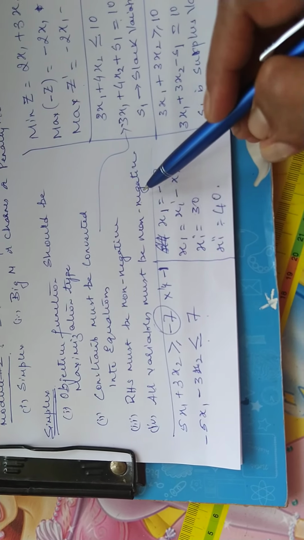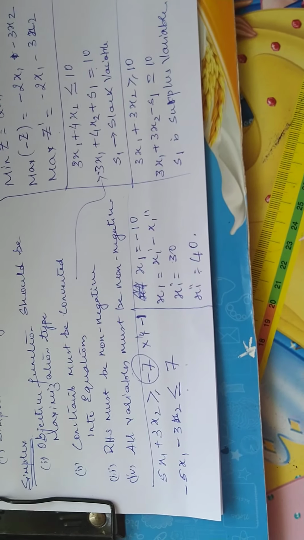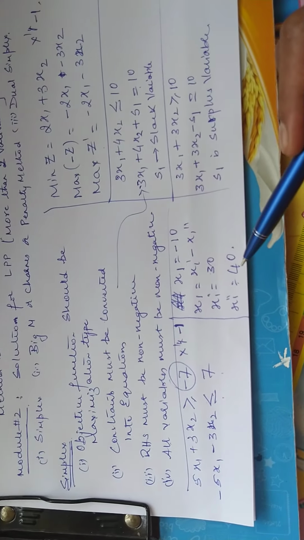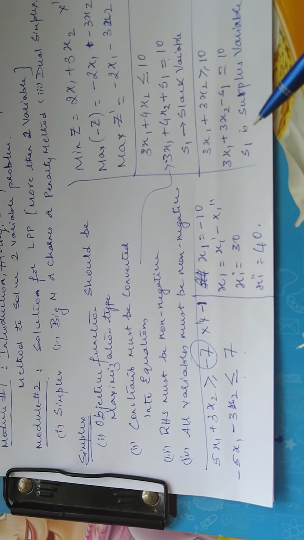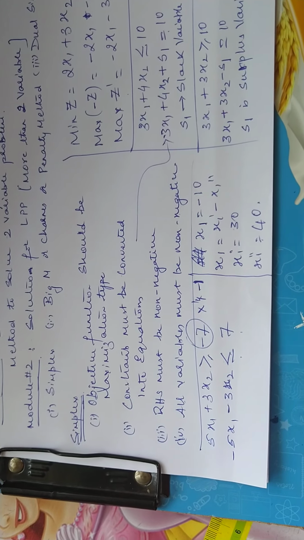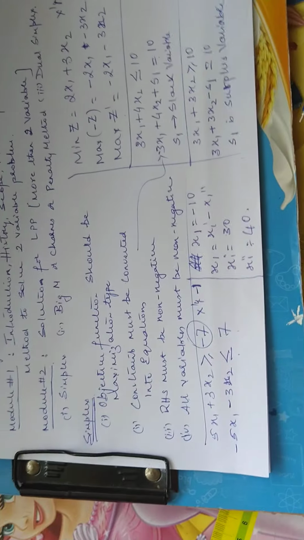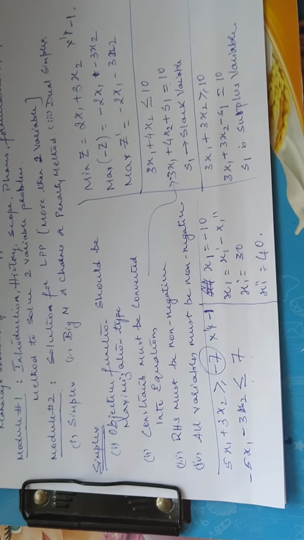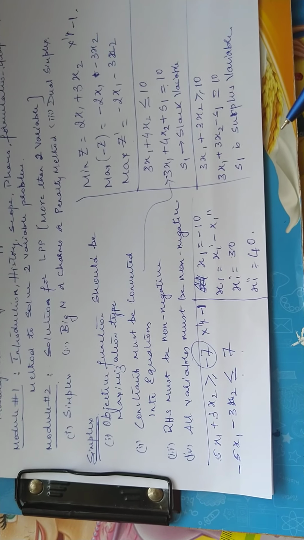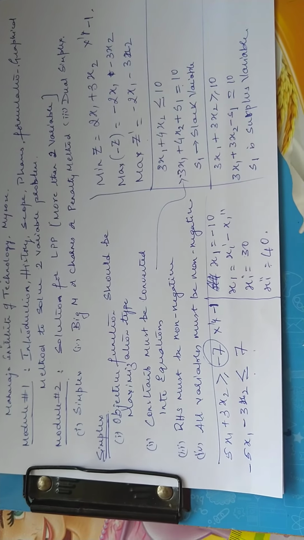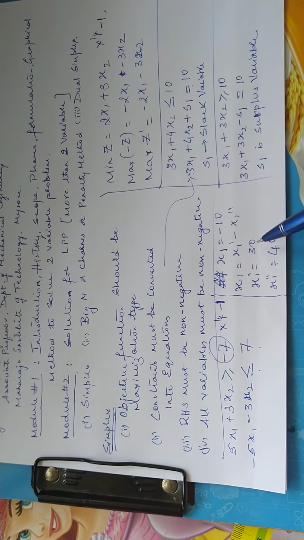All the variables must be non-negative. This is the fourth condition that we have in order for us to solve an LPP by using the simplex method. You might remember that when we formulated an LPP in the first module, we defined the variables themselves as non-negative constraints, which defined the portion of the graph wherein we try to find the solution. Such is the case here.